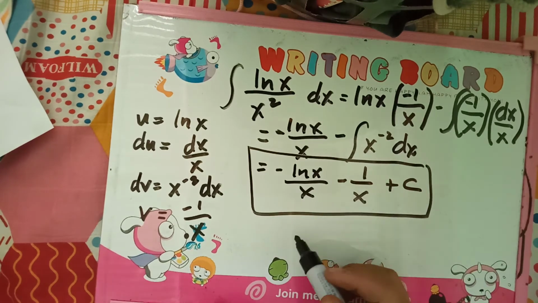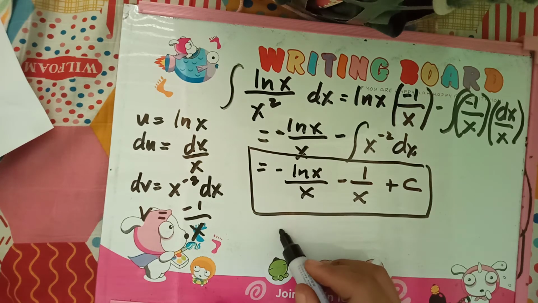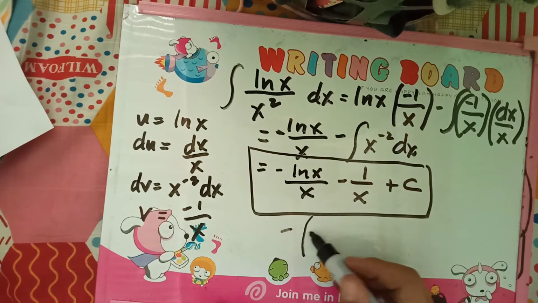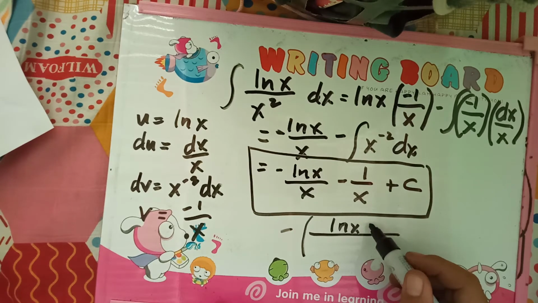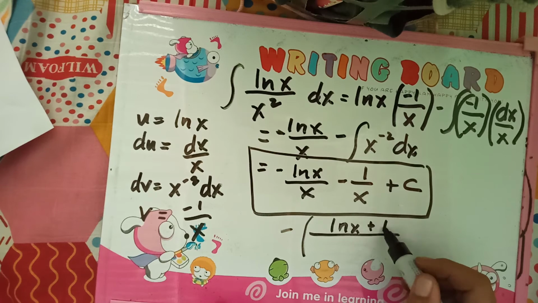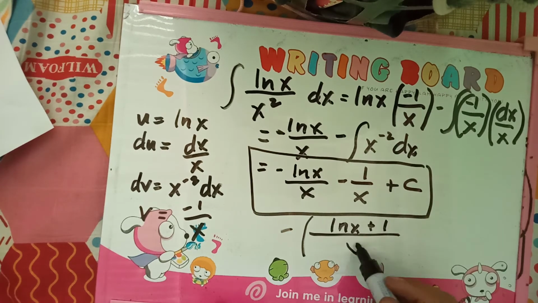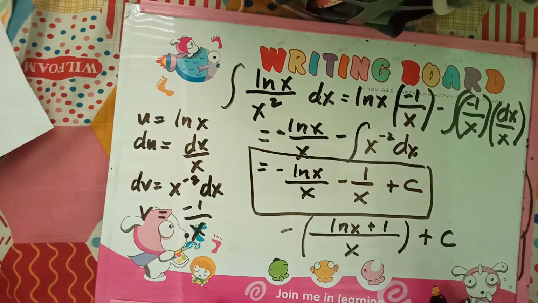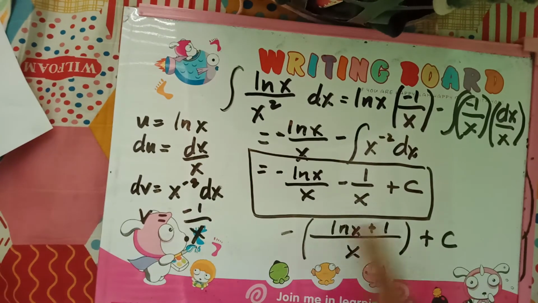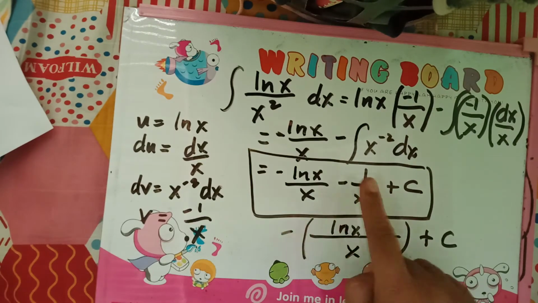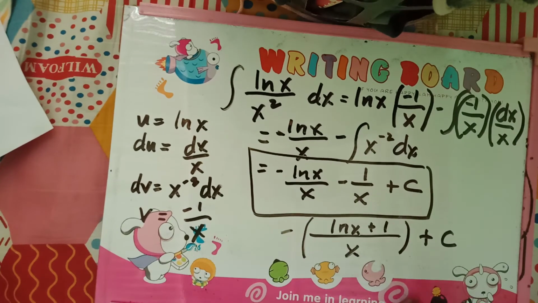Or we can simplify this. Negative ln of x plus 1 over x plus c. And tama kasi ito negative, ito negative. Negative times ln of x, negative ln of x. Negative times 1 will be negative 1. So, yun. So, pwede siyang maging ganito.